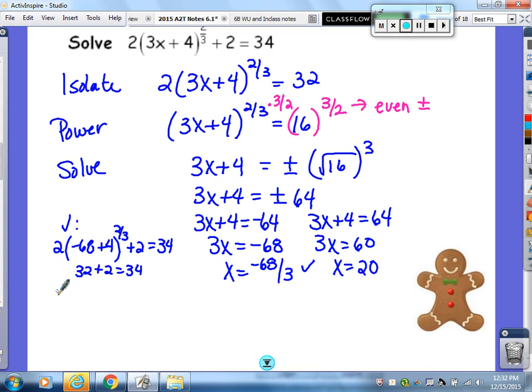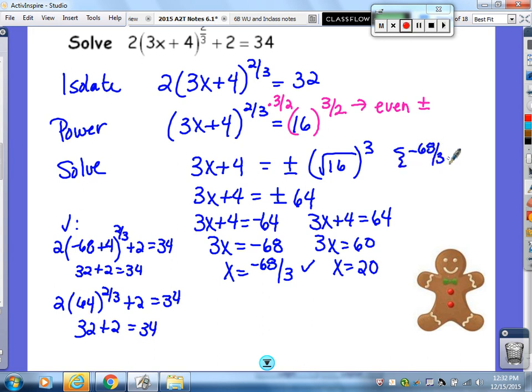All right, so what do we got? 20. So 3 times 20 is 60 plus 4, 64 to the 2 thirds plus 2 equals 34. Well, the cube root of 64 is 4. 4 squared is 16. 2 times 16 is 32 plus 2 equals 34. So my 2 answers are what? Negative 68 thirds and positive 20. They both work.